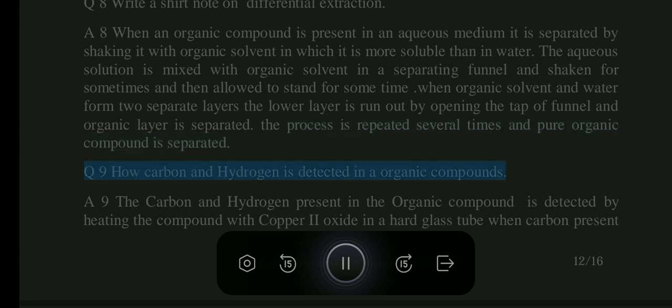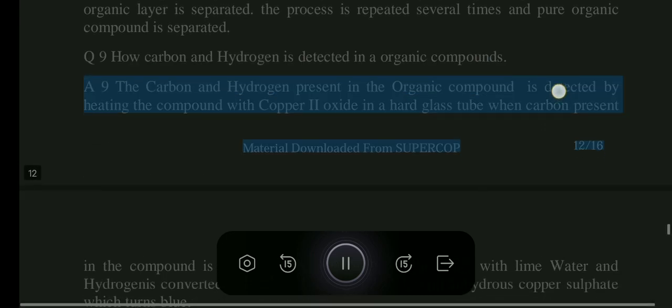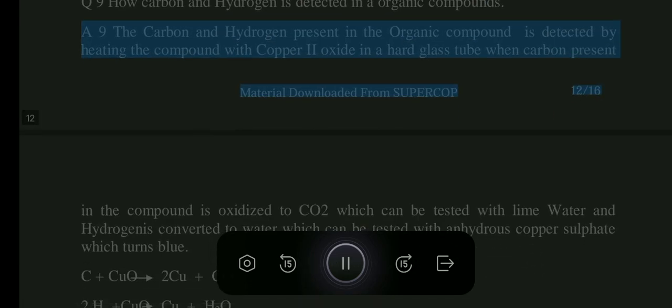Q9. How are carbon and hydrogen detected in organic compounds? Answer: The carbon and hydrogen present in the organic compound are detected by heating the compound with copper(II) oxide in a hard glass tube. Carbon present in the compound is oxidized to CO2, which can be tested with lime water, and hydrogen is converted to water, which can be tested with anhydrous copper sulfate, which turns blue.